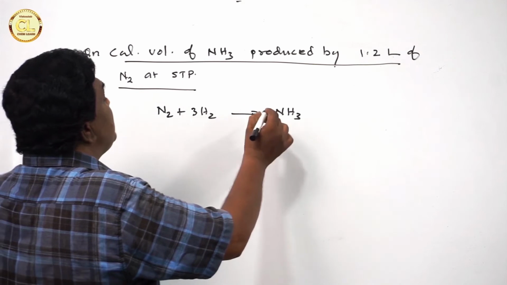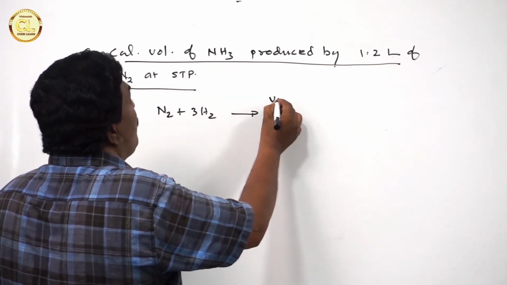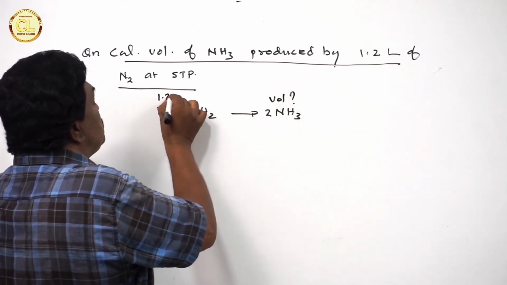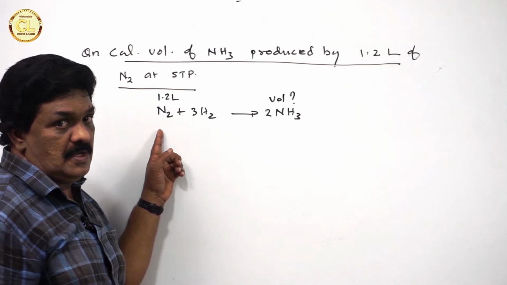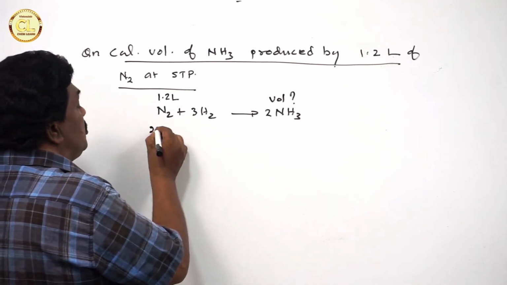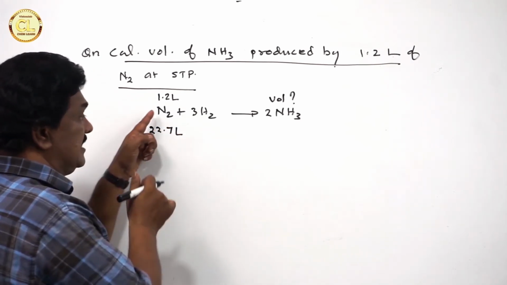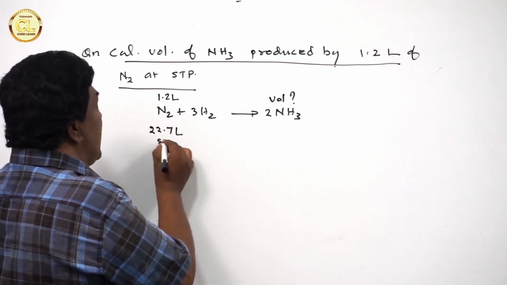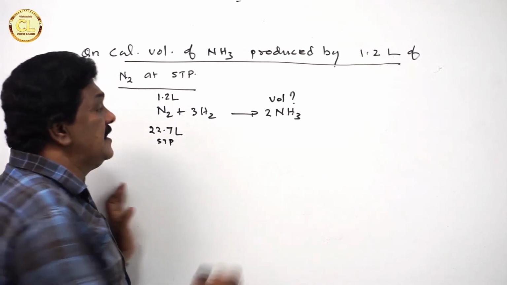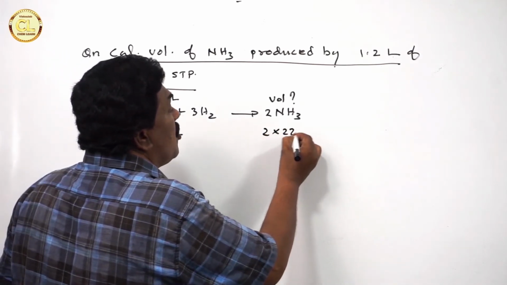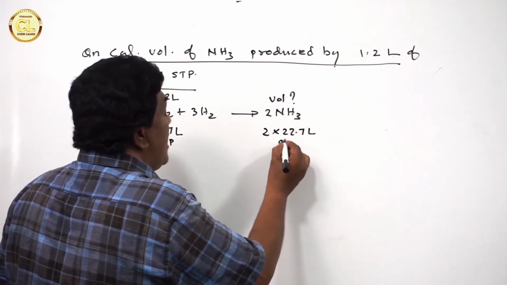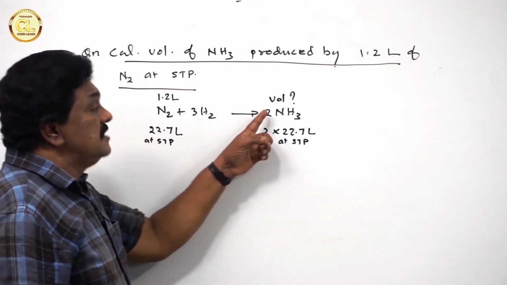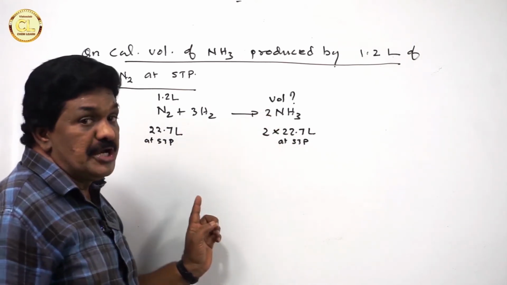Now, we are asked to find the volume of ammonia, and we are supplied with 1.2 liter of nitrogen. According to the equation, 22.7 liter, that is 1 mole of nitrogen, 22.7 liter of nitrogen at STP can produce 2 into 22.7 liter of ammonia at STP. There are 2 moles, so 2 into 22.7 liter.